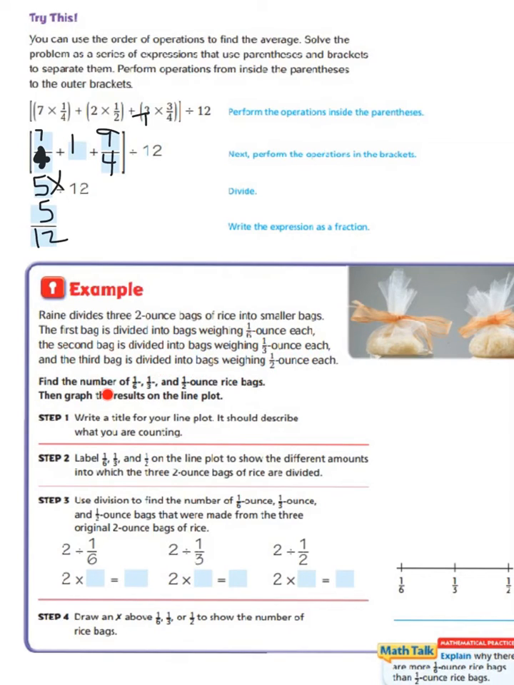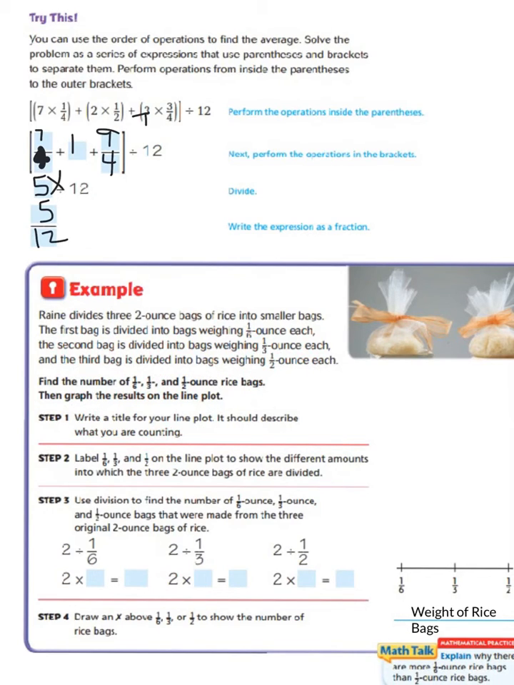So we're going to find the number of 1/6, 1/3, and 1/2 ounce rice bags. Then graph the results on the line plot. First step is to write a title for your line plot. It should describe what you are counting. So down here on our line that shows what we are counting, we'll go with the weight of rice bags.